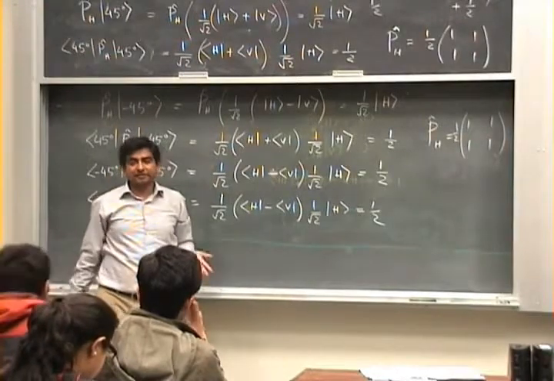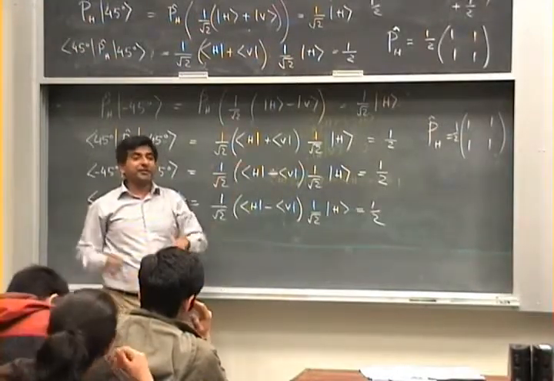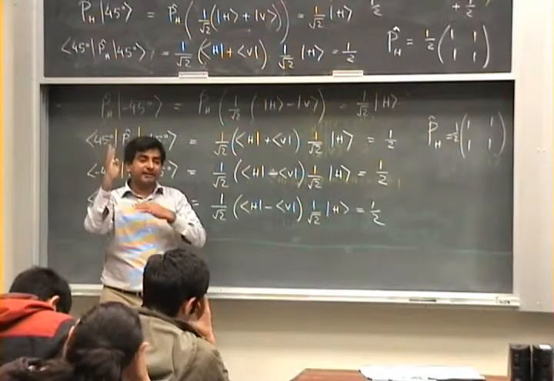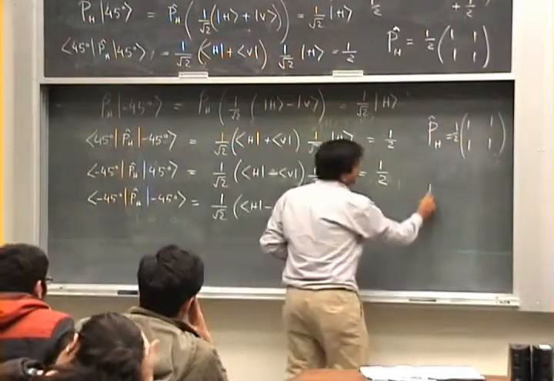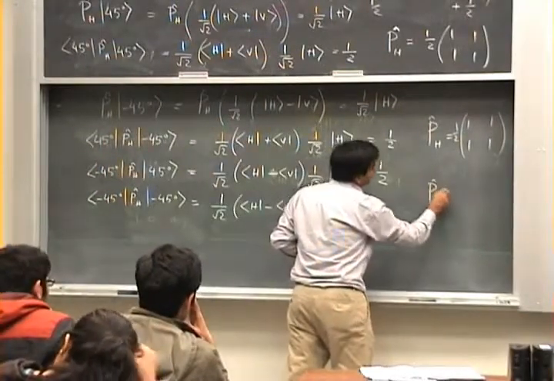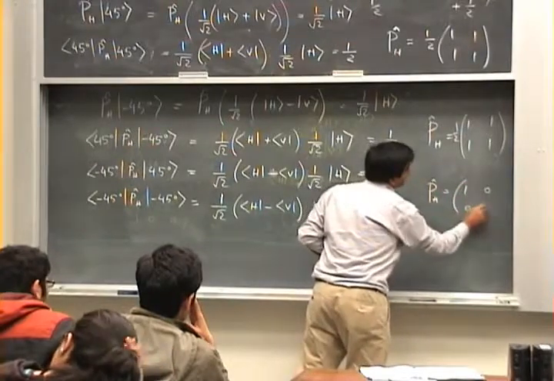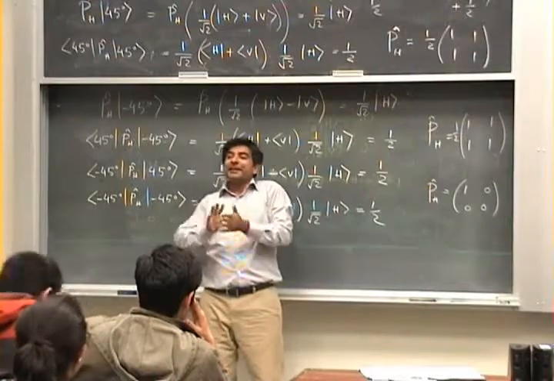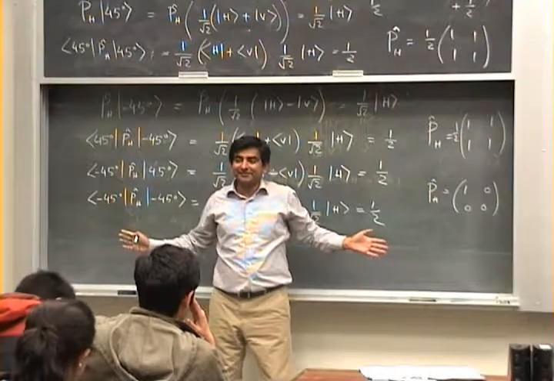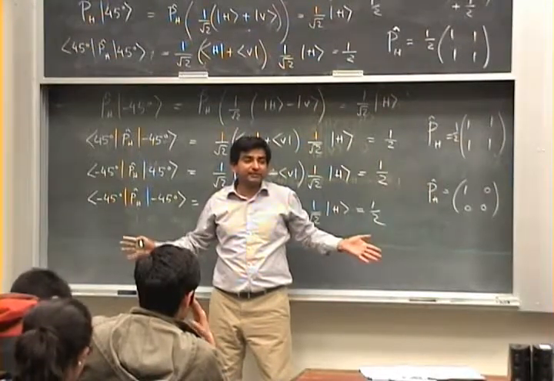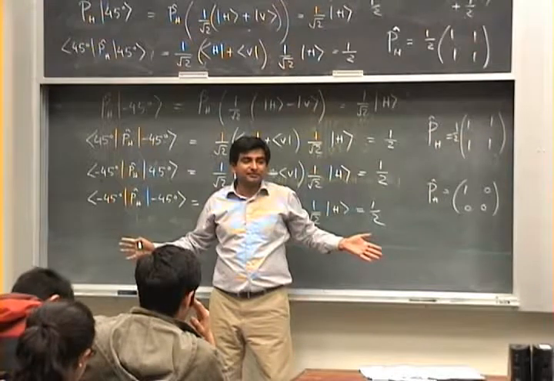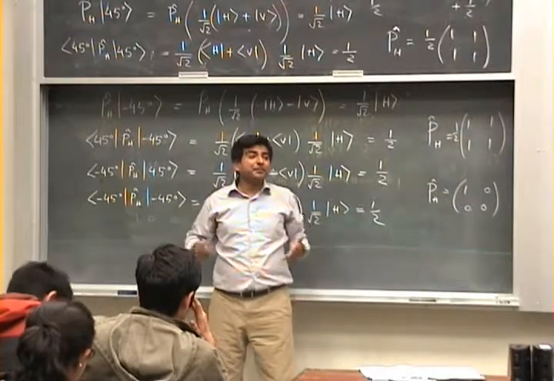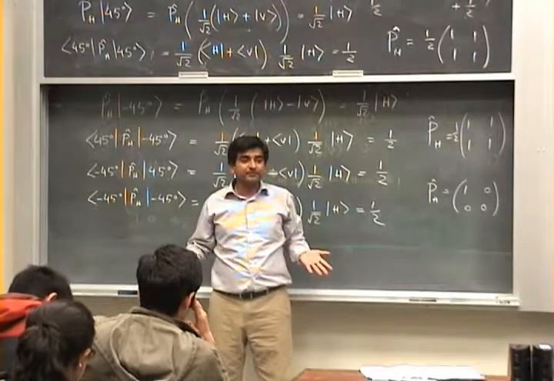In the new representation. In the old representation in which the basis vectors were ket H and ket V, my projection operator was 1 0 0 0. Physically these projection operators are identical. It's just a change of basis. Okay? They're being represented in different bases.